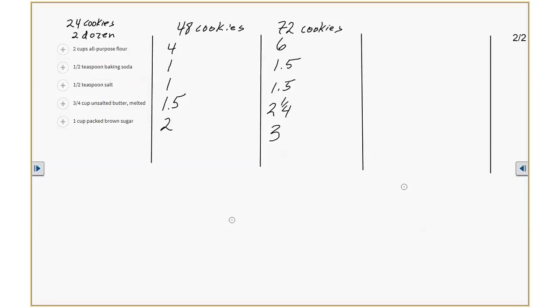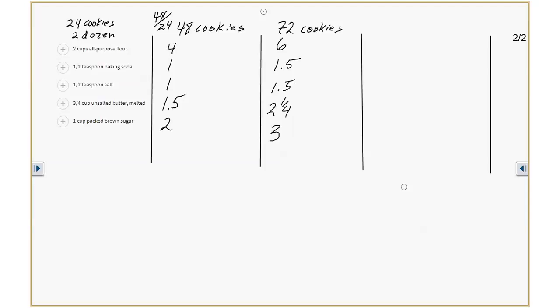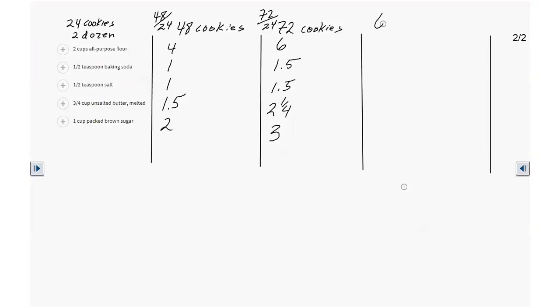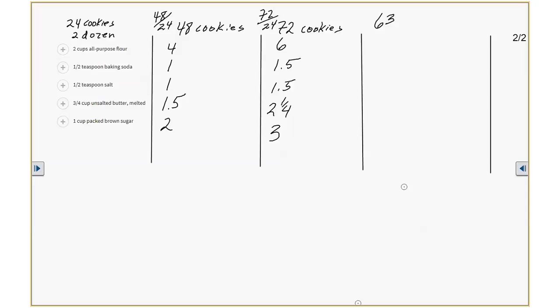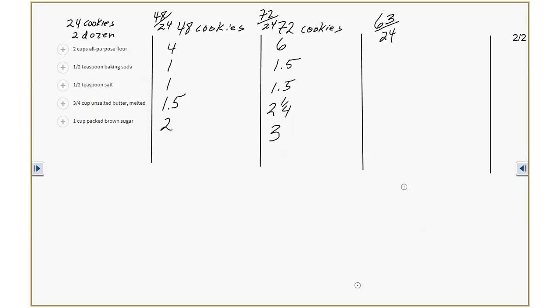Okay, do y'all see what you're doing here? If you want 48, divided by 24, you double. If you want 72, divided by 24, you triple it. Well, let's say I want 63 cookies. Now, of course, most of y'all would say, well, just make 72 and eat 10 of them, or whatever the case may be. Okay, yes, that would be the most reasonable. But mathematically, what do you do? You do the same thing that you did with those. You divide it by 24.